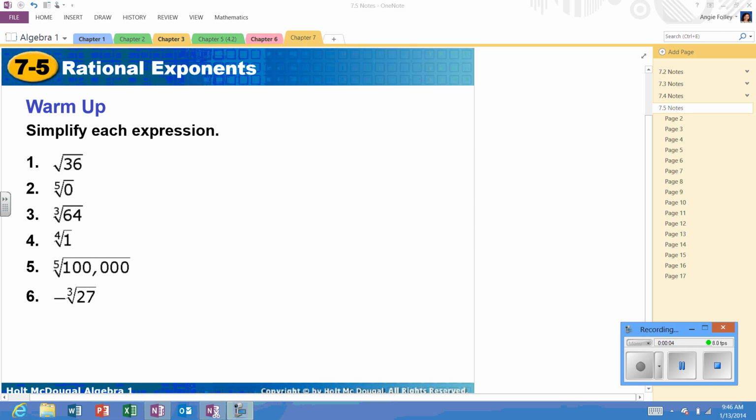Okay, this is Algebra 1, Lesson 7.5. We're going to look at rational exponents today. So let's start with our warm-up. Go ahead and quickly do this if you haven't already.